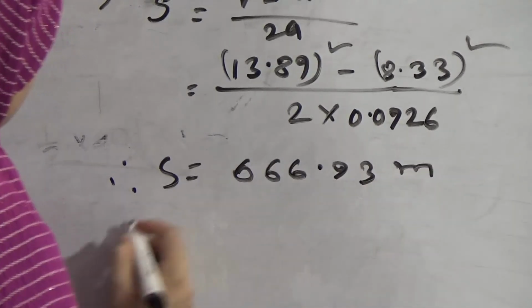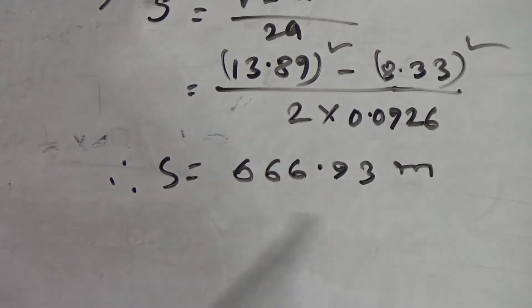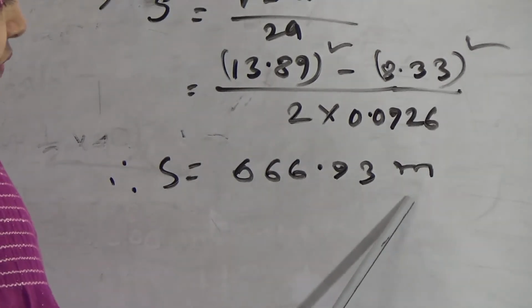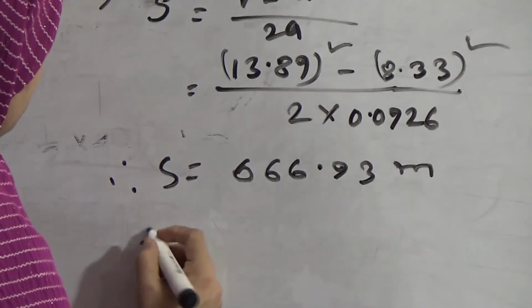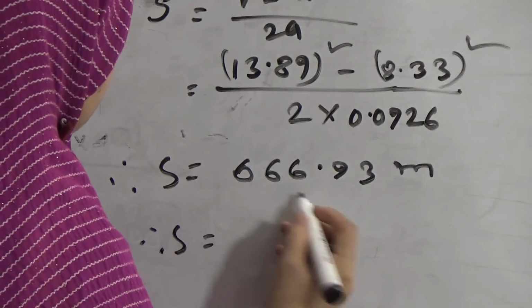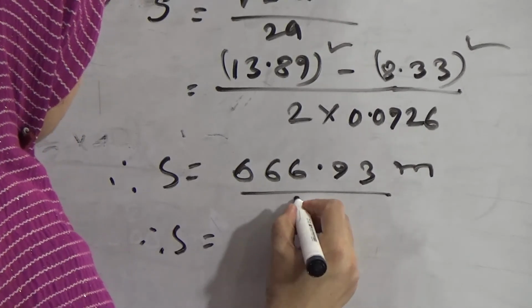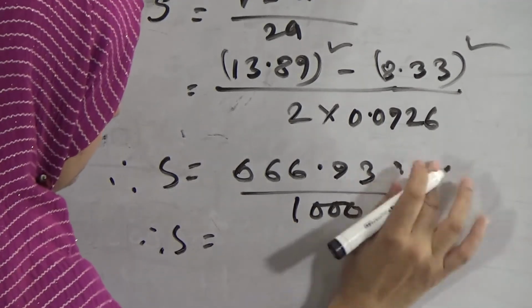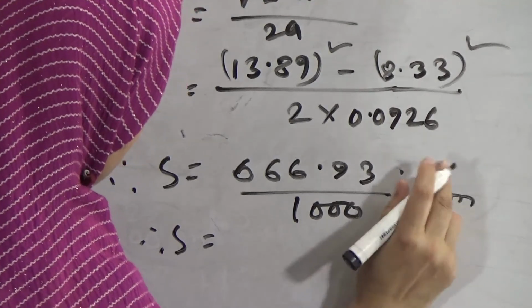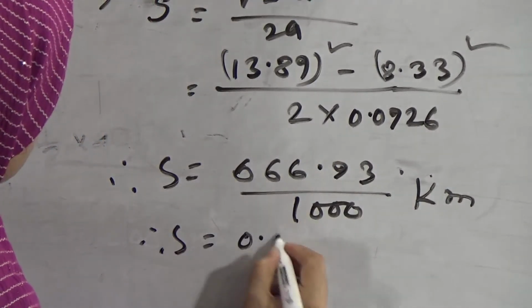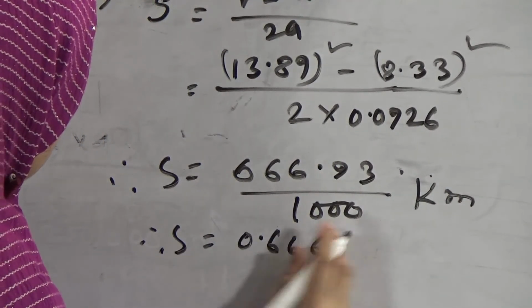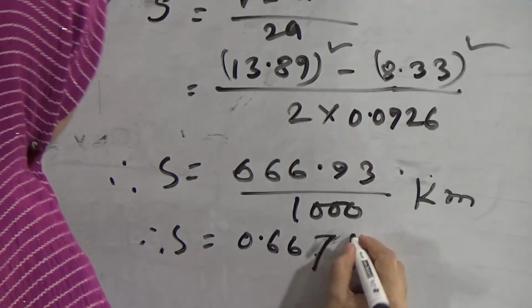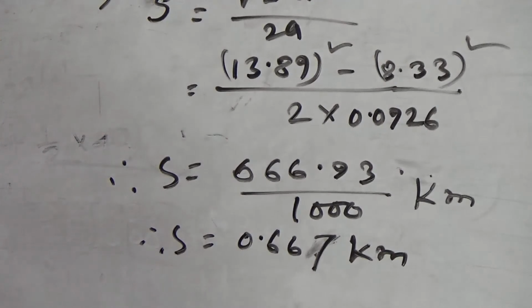By calculation we can find the distance is 666.93 meter. My dear students, this is a large number, so we convert this meter into kilometer by dividing with 1000. Now it becomes kilometer, 0.66667 kilometer, and this is our distance. The distance is 0.667 kilometer.